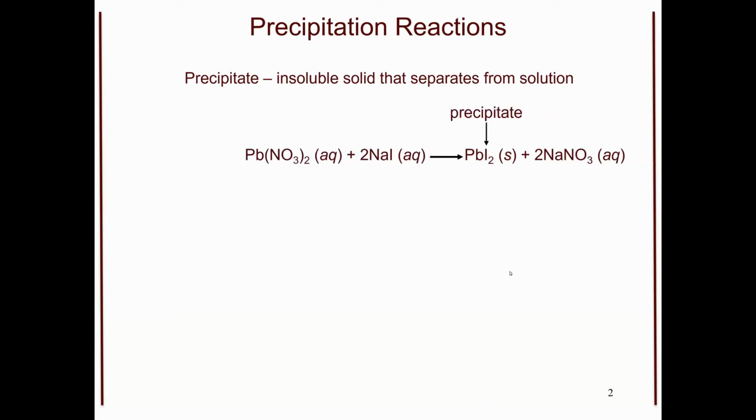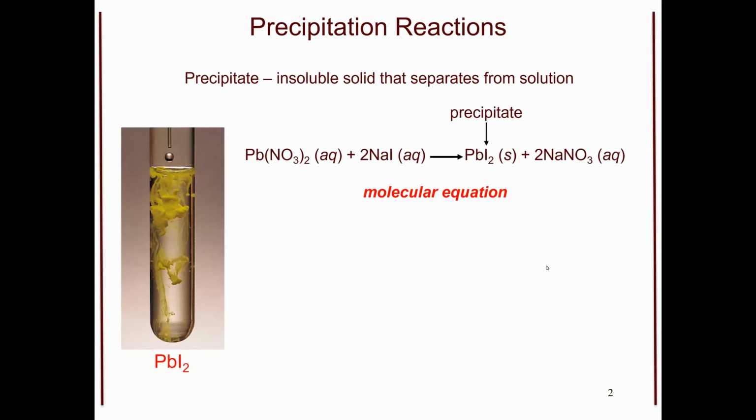A precipitant is an insoluble solid that separates from solution. So as we can see by this reaction here, we are going to take lead nitrate, mix it with sodium iodide, and we're going to end up with our lead iodide. This is going to be a solid and precipitate out of solution.